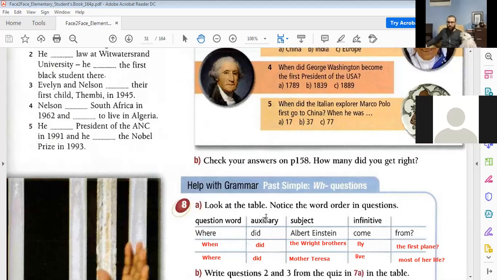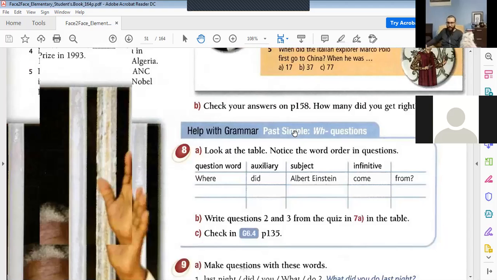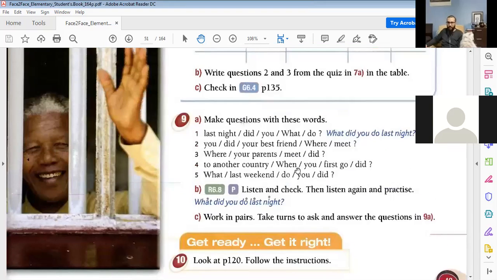The auxiliary is always did in the past simple. After that, we use the subject. Of course, the subject can be a person, singular, like Albert Einstein, singular. This is one person, just he. Mother Teresa, it's one person, she. But it can also be plural, they, like the Wright brothers. Yes. So it's different from one example to another. All right, very nice. So we can move on and we can do this exercise, number 9, and we can check it after we're done.